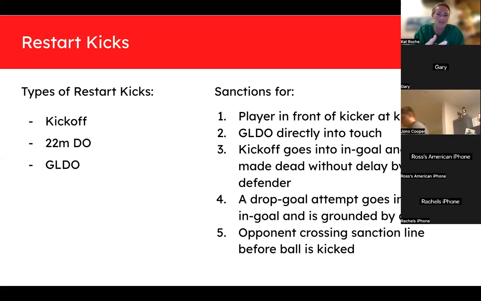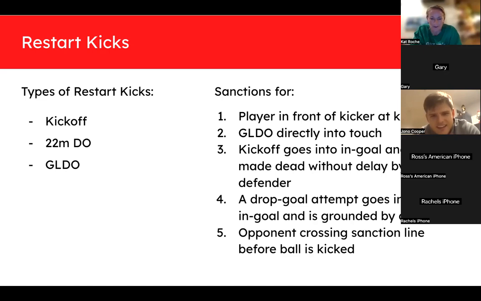So everybody can drop in the chat. We got a little bit of participation here. What is the correct sanction for a player in front of their kicker at a kickoff? So kickoff team, player in front. What is our sanction for that? There are no critiques for wrong answers because the recording won't show who said what. So drop it in there just so I can have answers to read.